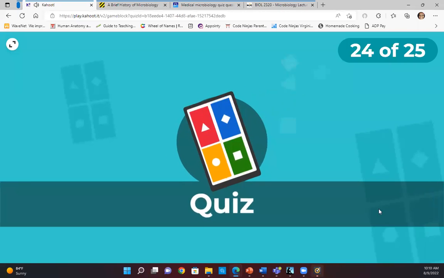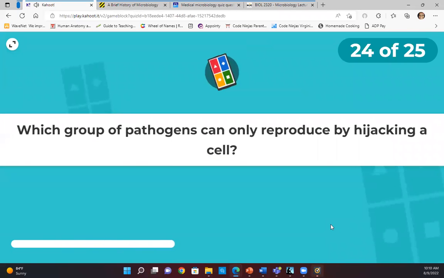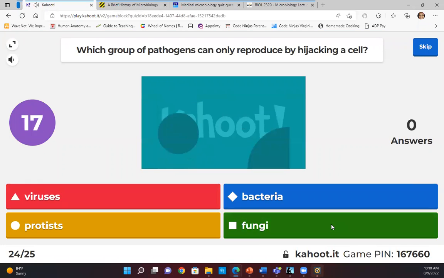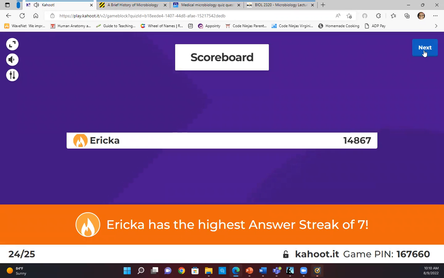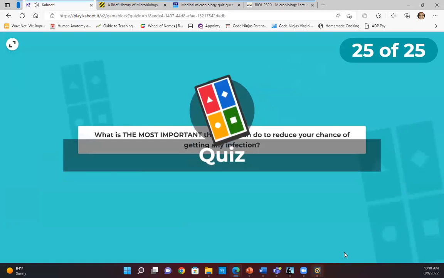All right, question 24. Which group of pathogens can only reproduce by hijacking a cell? Viruses, bacteria, protists, fungi, and that is correct. Viruses, okay? Excellent.